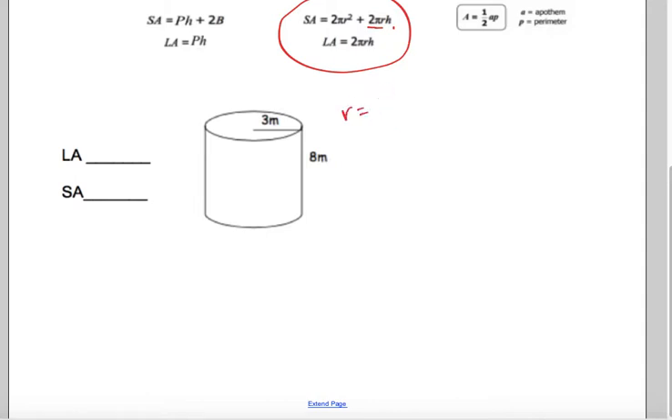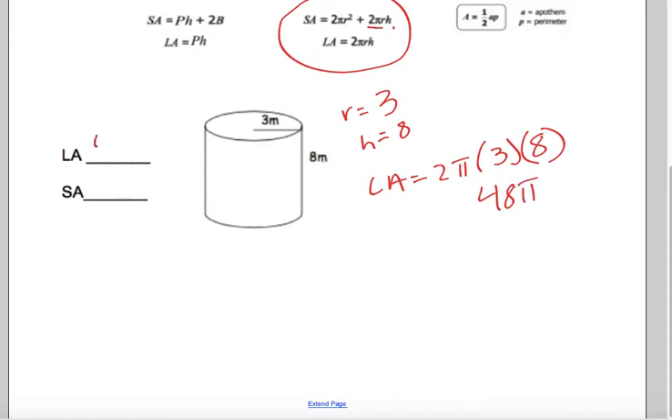The radius of the cylinder is 3, and the height of the cylinder is 8. So to do the lateral area, 2 pi times r times h, which is 8. Simplifying that, it's going to be 48 pi meters squared. This is in terms of pi, which is an exact answer. They might want you to do it in terms of pi like I did here, or they might want you to multiply with pi and get a decimal answer.